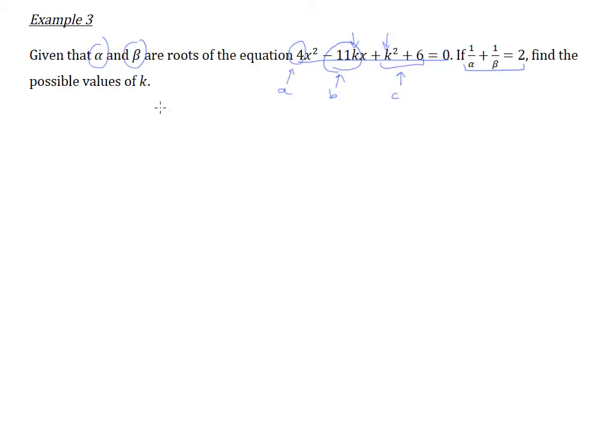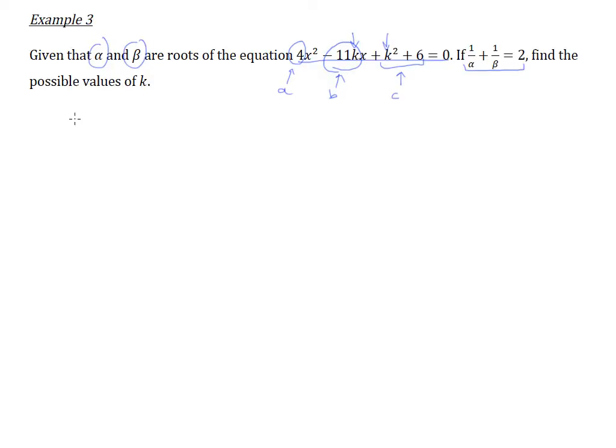You see, no longer are we interested in the sum, the alpha plus beta value, or the alpha squared plus beta squared value, or any other quadratic equations. We are now interested in finding the value of k, which is part of the coefficient of this original quadratic equation. So how are we going to handle this question?